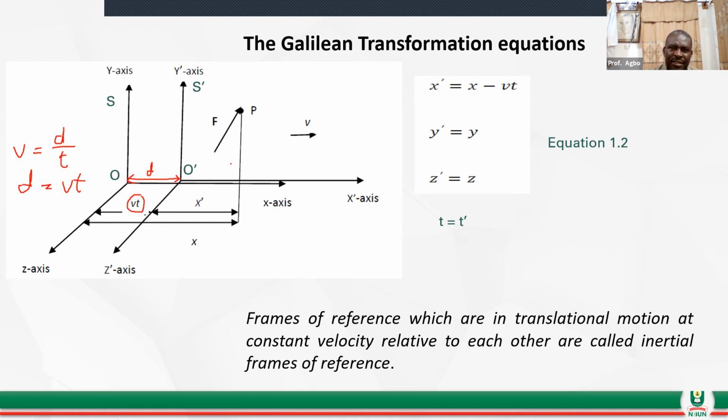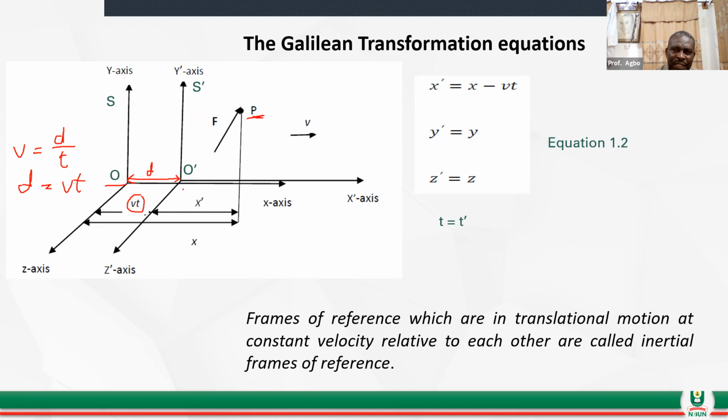The distance to this particular point, if you look at a particle at this point here, that is the point of an object both of them are looking at. Both the observer at S prime and the observer at unprimed S are looking at this object to measure.